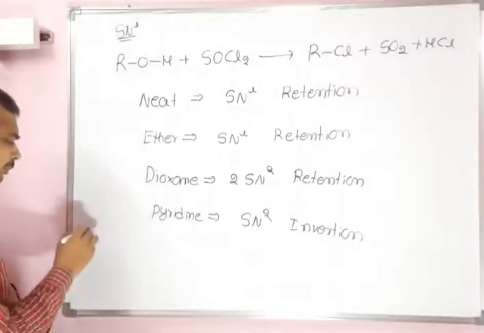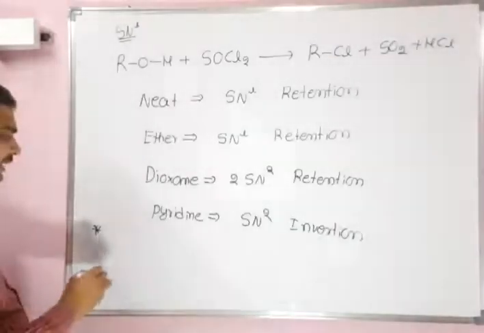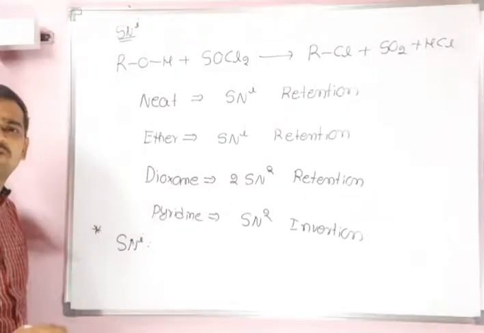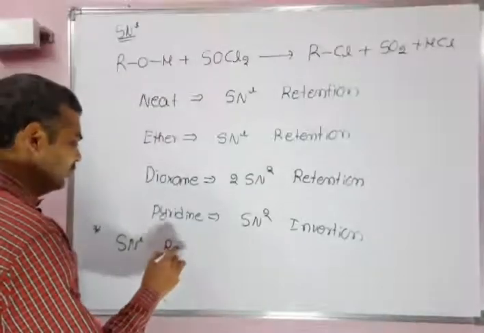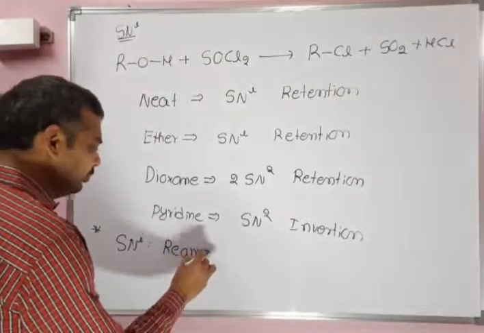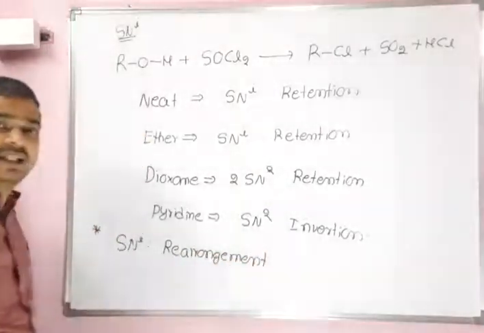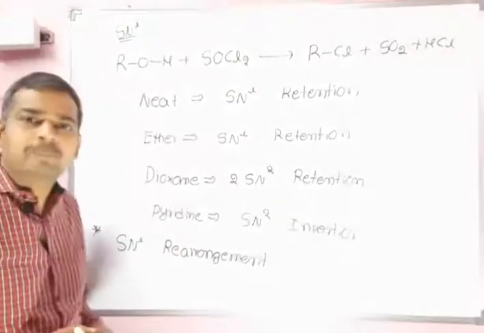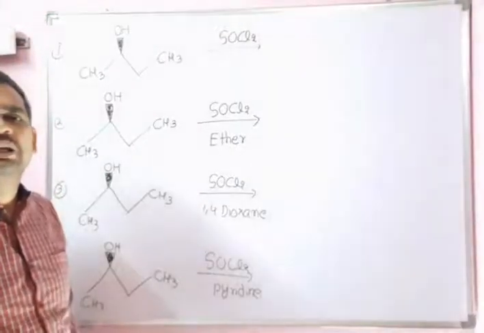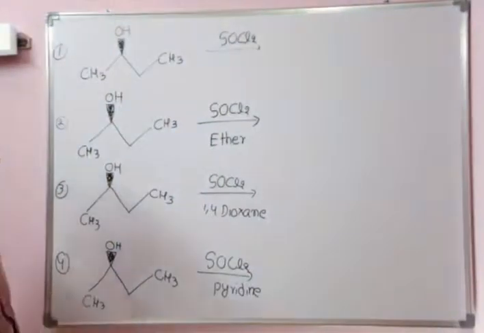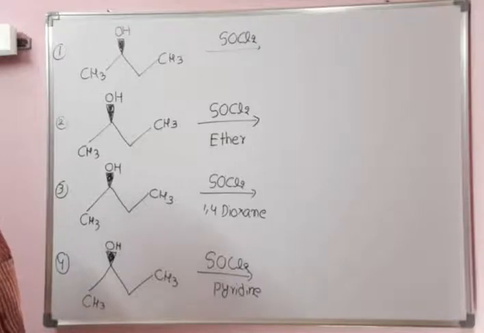Now, one important point in SNi reactions. Whenever there is a possibility for rearrangement, rearrangement will take place in SNi reactions. Okay, clear? Now, we will solve some examples in SNi reactions. See, alcohol reacts with thionyl chloride. Definitely, we will get alkyl halides in these nucleophilic substitution reactions.